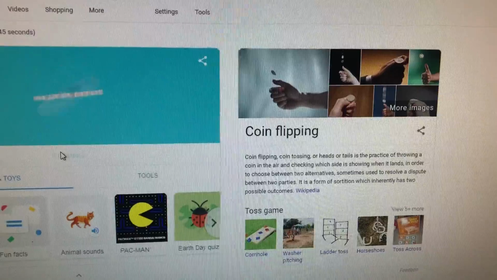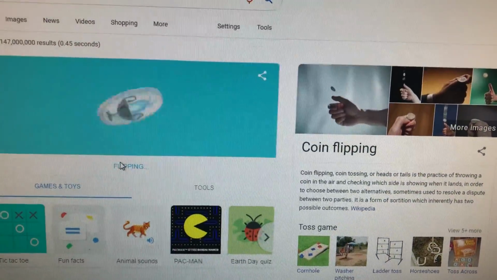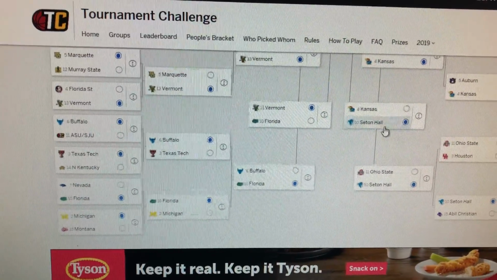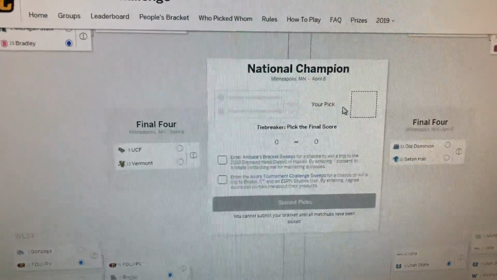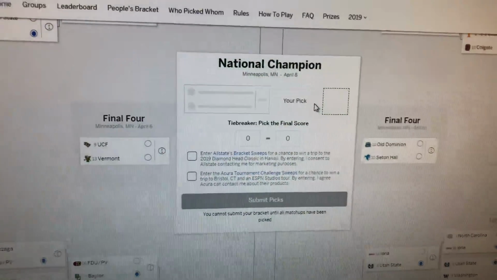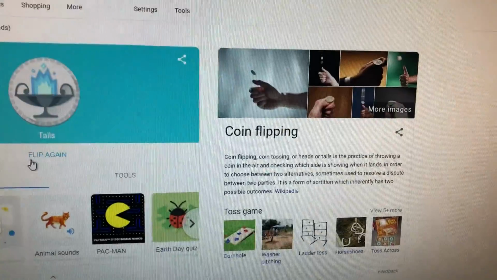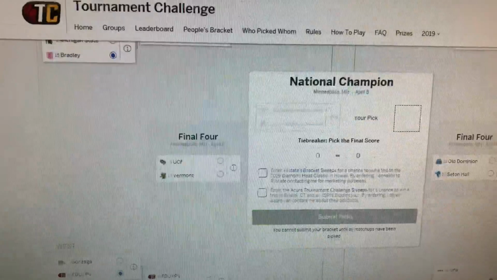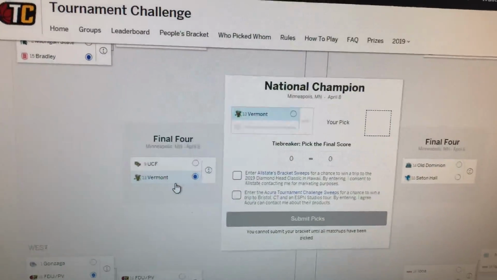Kansas, Seton Hall, 4 seed versus 10 seed. We will have a 10 seed in the Final Four, so all double-digit seeds. I misspoke. We have UCF. So we have a 9, a 10, a 13, and a 14. Who's moving on to the national championship game? UCF and Vermont. Tails for Vermont. We get tails for Vermont. 13 seed in the championship game.